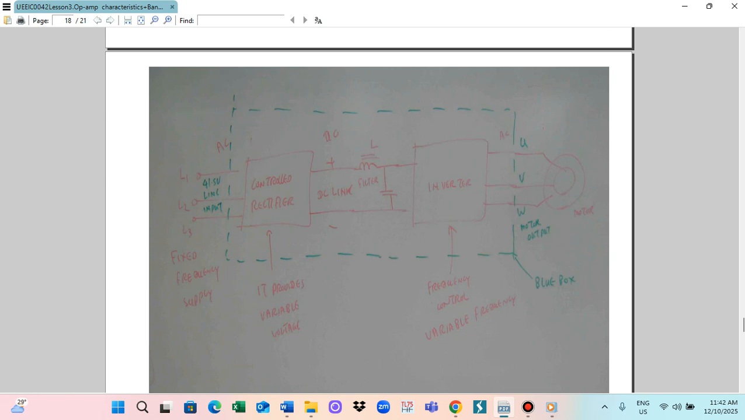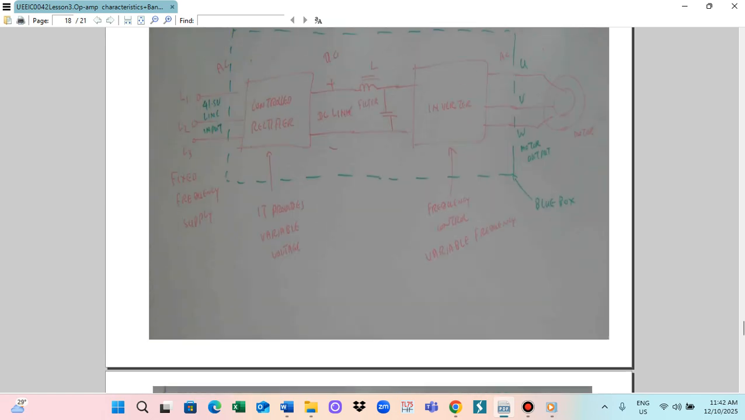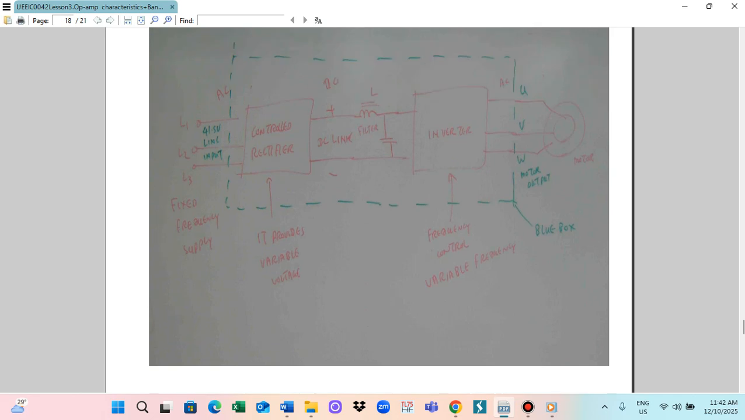So this is the basic principle of the control rectifier. This control rectifier provides the variable voltage. So this inverter provides the frequency control. So this is for the variable frequency. So then it drives the motor.